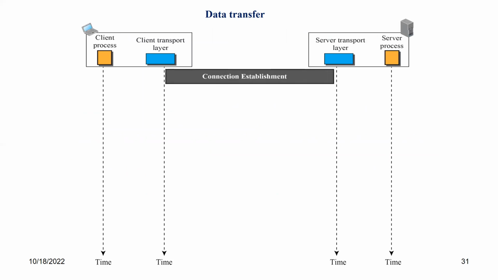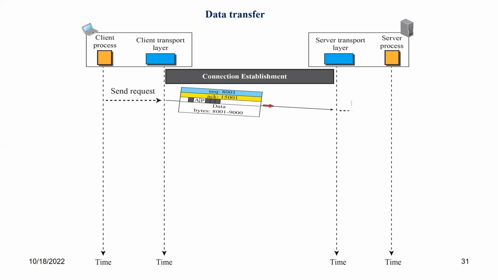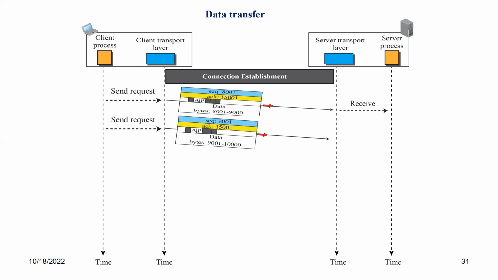First, the connection establishment, as you know, is the first phase. The client sends the request with the sequence number and acknowledgement and starts pushing the data. So the PSH bit, the third bit, is enabled. What is the byte range? It is 8001 to 9000. Once it is received, it will send the acknowledgement. And if not, another send request is sent, and again another 1000 bytes will be transmitted. So 9001 to 10,000 is pushed, and it is received.